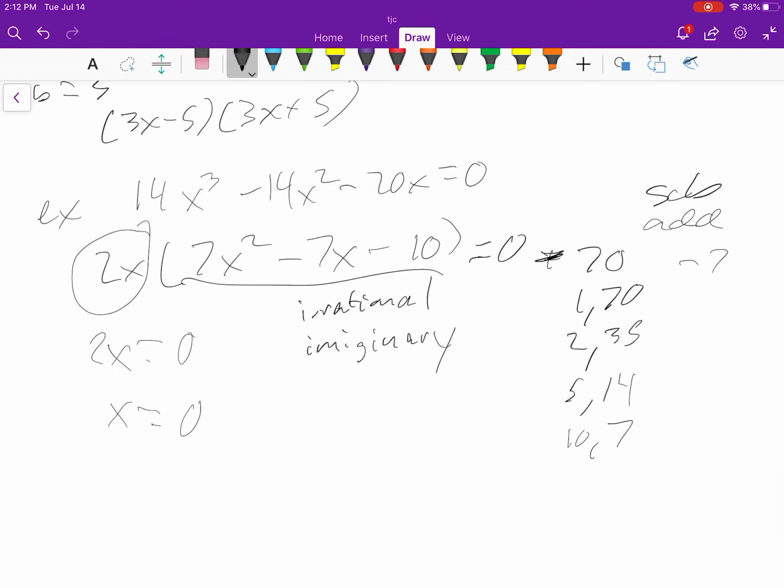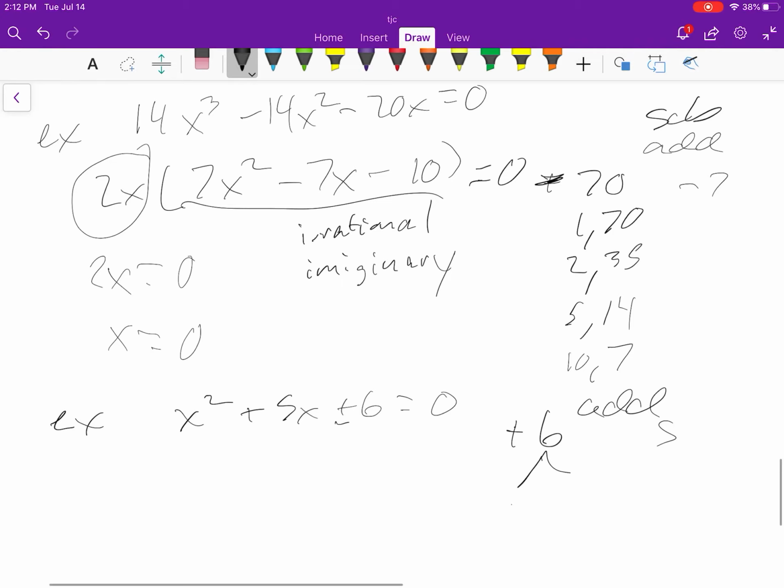Let's do another one. Let's just do a basic one. What happens if it's something like this? Well, here, you still have a 1 here, so 1 times 6 is 6. You're looking for 2 factors of 6. Since it's add, you're going to add to equal 5. What are they? Well, the 2 factors of 6 that add to 5 are 2 and 3.